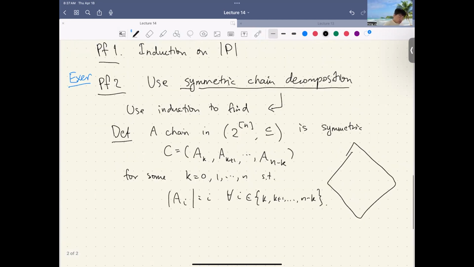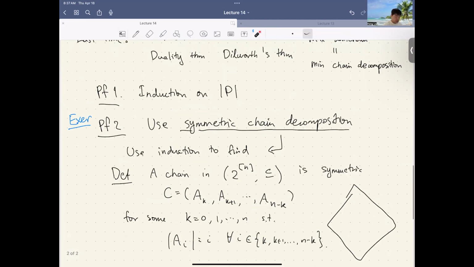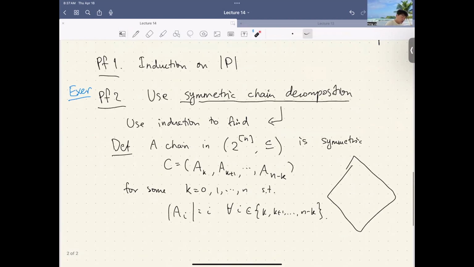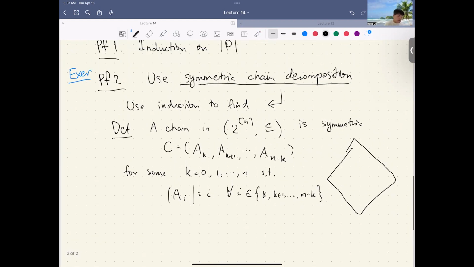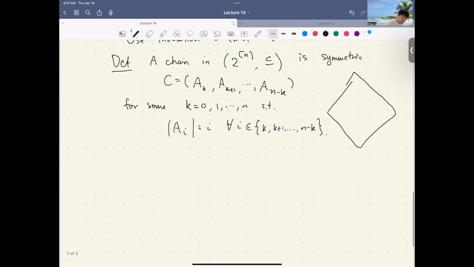So try to use induction to find the chain decomposition with the additional property that every chain is symmetric, and then use this to try to prove this duality phenomenon, to try to prove the Dilworth theorem. This is one exercise, the second proof. And there's yet a third proof from a graph theoretic approach. I will also leave it as an exercise.